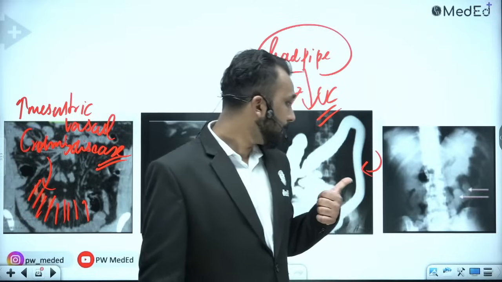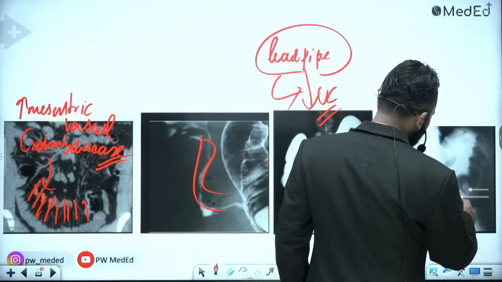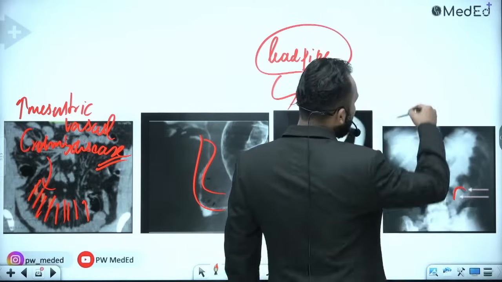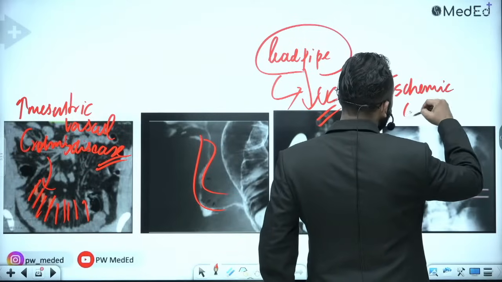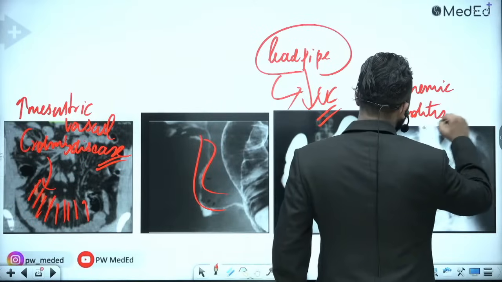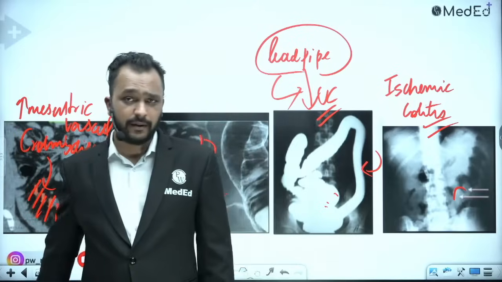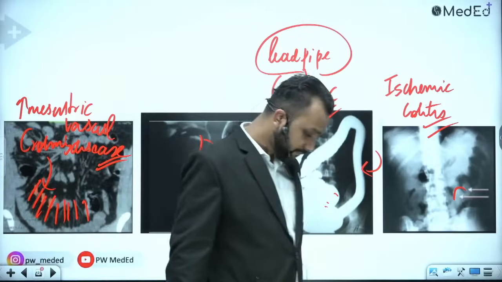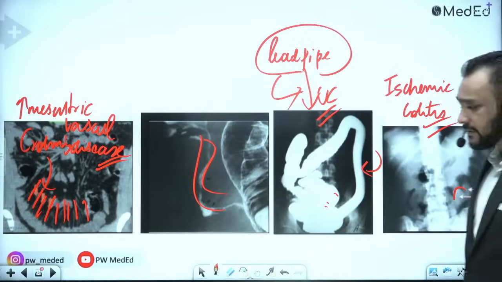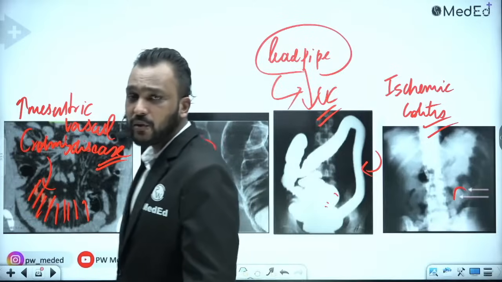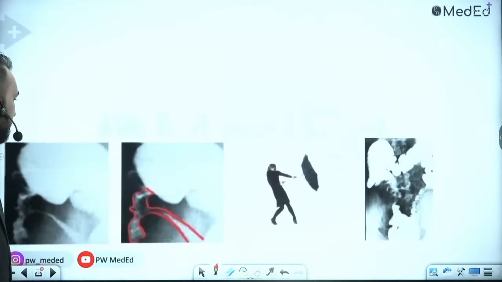Okay. Thumbprinting in the small bowel loops, thumbprint appearance in the small bowel loops. This is seen in ischemic colitis. Okay, so can you tell me thumbprint appearance in the upper airway? Where will you get this thumbprint sign? This will be seen in patients with acute epiglottitis. Also you are going to get this thumbprint sign.